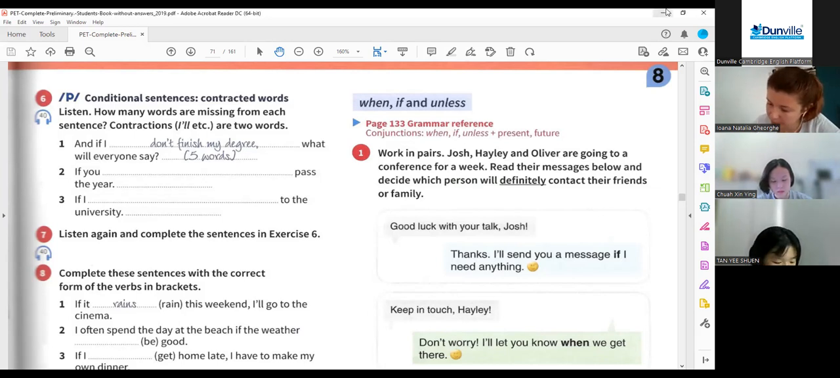Unit 8. Pronunciation. Exercise 6. 1, And if I don't finish my degree, what will everyone say? 2, If you don't do your exams, you don't pass the year. 3, If I were you, I'd talk to the university.